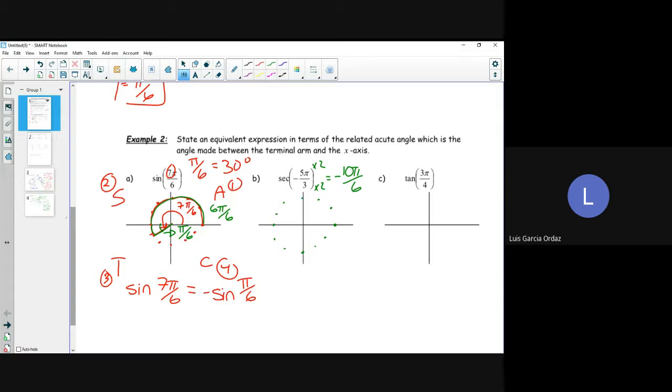So we're going to go clockwise, okay? We're going to focus on our numerator, which is 10. So we're going 10 sections clockwise. 1, 2, 3, 4, 5, 6, 7, 8, 9, 10. Okay?